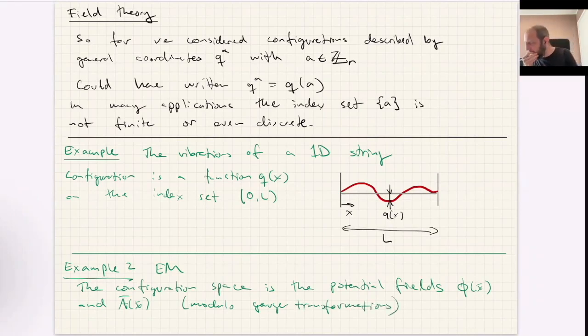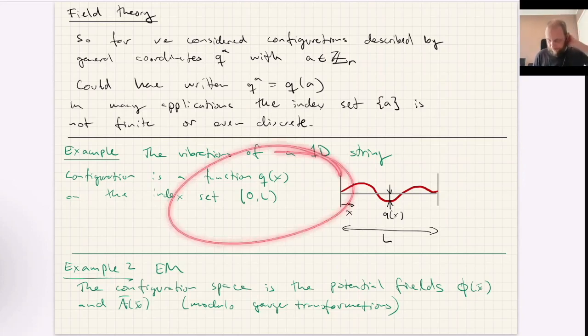But I'll not get into too much detail about that. So these are functions on R3 and generally not indexable by some finite set, right? So this is what we're talking about when we're talking about field theory. Typically a field theory will be a theory where the index set of configuration space is not finite, and it may very well be continuous, as in these cases.